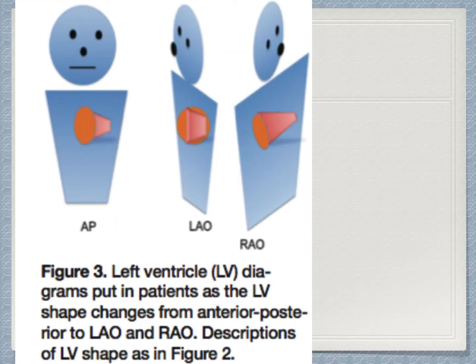On this next image, we're saying the same. In AP, you can see there's no shoulder protrusion. In LAO, the protruding shoulder is the left one, so you see the heart as a circle. In the RAO, the right shoulder is protruding, so you can see it as a cone, and not that circular.